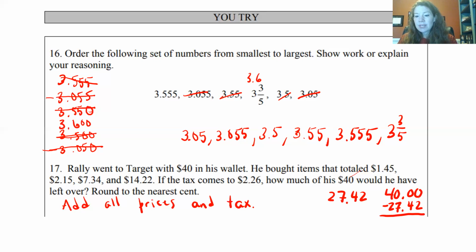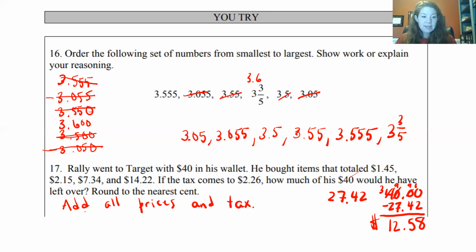So I'm going to start at the end. I can't take 2 from 0, so I have to change this to a 10. When I change that to a 10, this becomes a 9. Oh my goodness, that's a 9, and this one's a 9 as well. And then this is going to be a 3. All right, so 10 minus 2 is 8, 9 minus 4 is 5, 9 minus 7 is 2, and 3 minus 1 is 2. So $12.58.